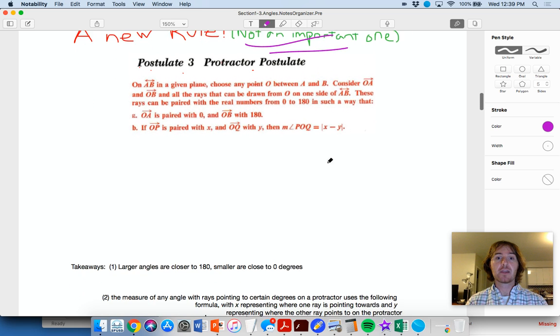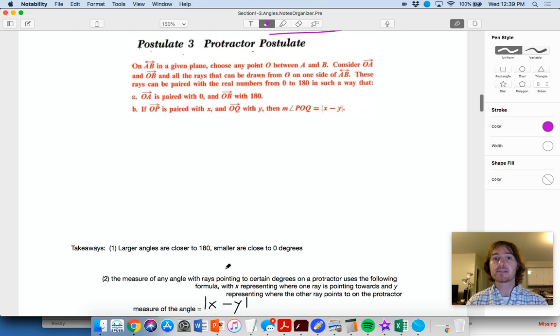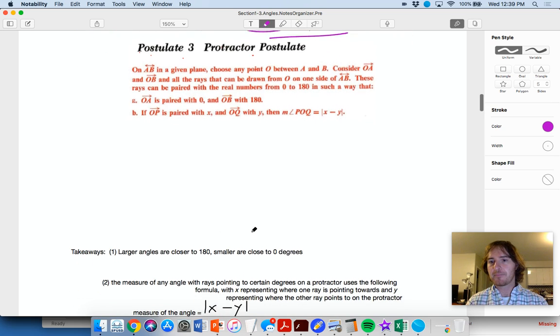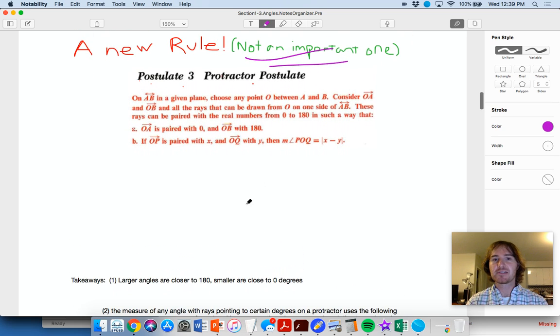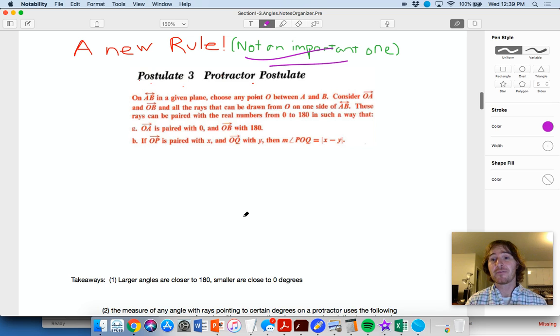A lot of words written right here, but we got the takeaways down here. We'll talk about the takeaways here. My file got kind of messed up, but this space here is not for anything. So, anyways, read this on your own time. I'm probably just going to take you through the takeaways so you understand what the ruler postulate tells us, and then we're going to move on because it's not that important one.